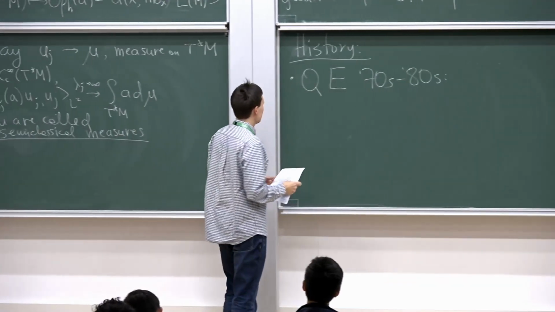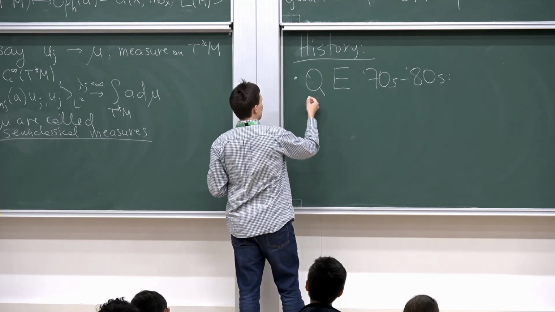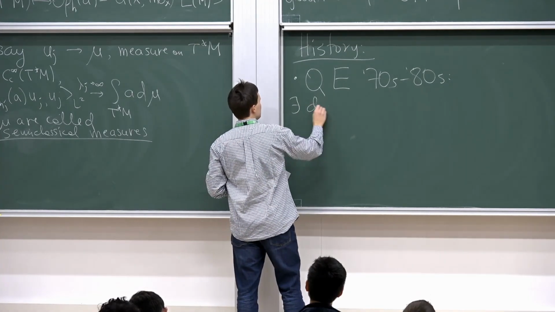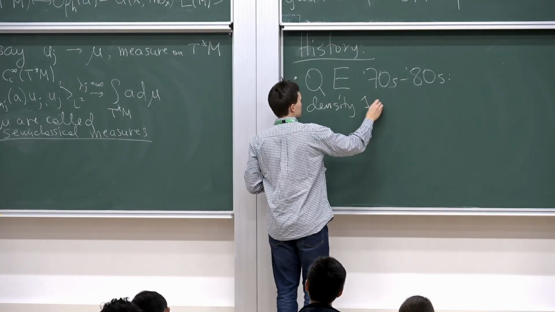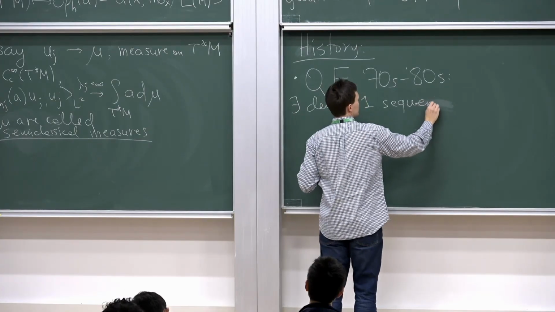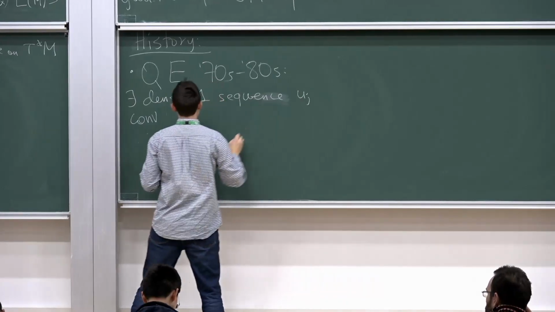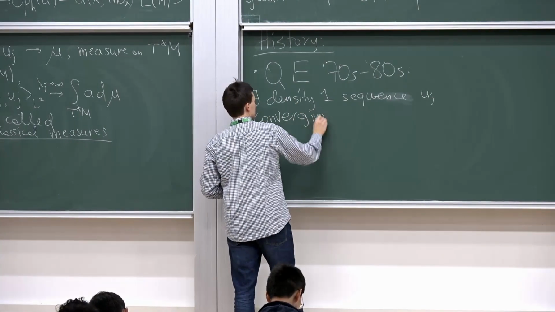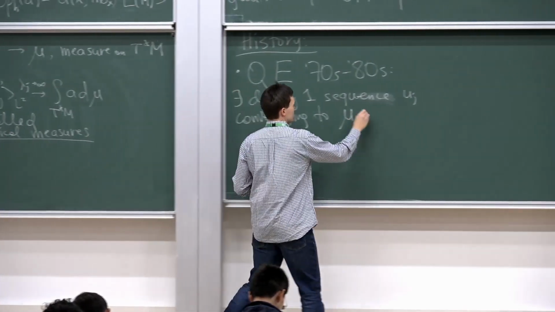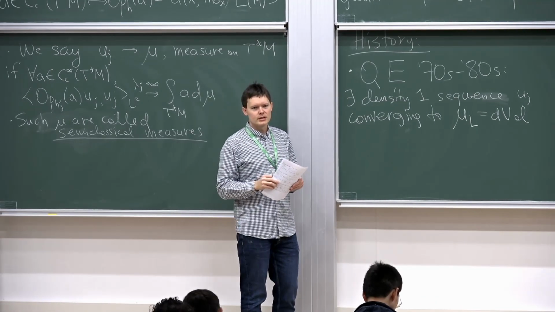And what it says is the following. Under this negative curvature assumption, in fact, under much weaker assumption, most eigenfunctions equidistribute. So there is a density 1 sequence of eigenfunctions converging to what's known as the Liouville measure, which is basically just the volume measure on S, with correct density and normalization. Okay?